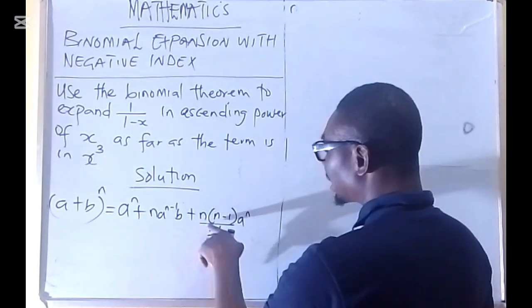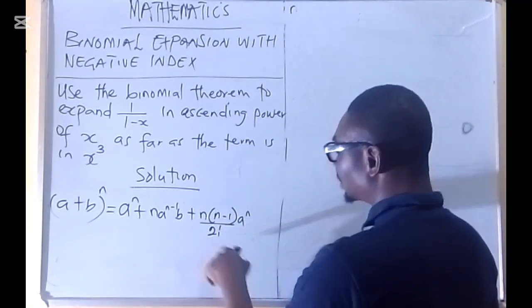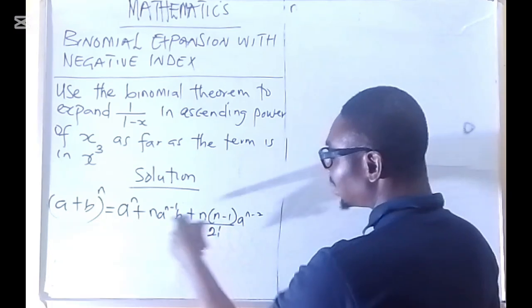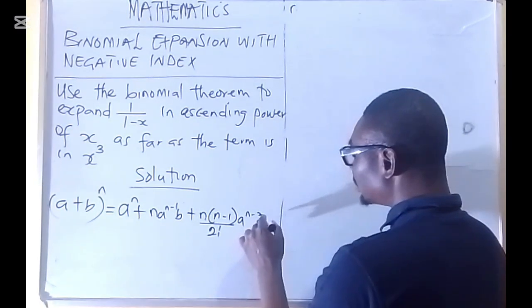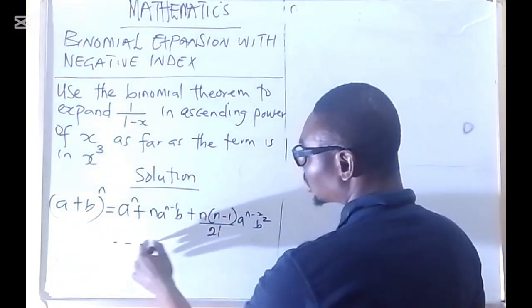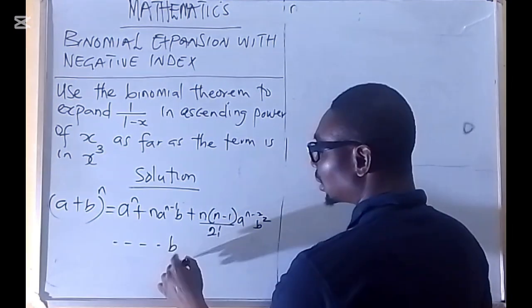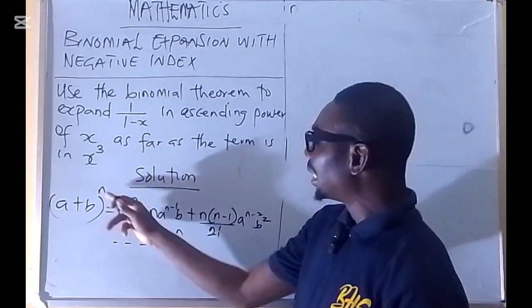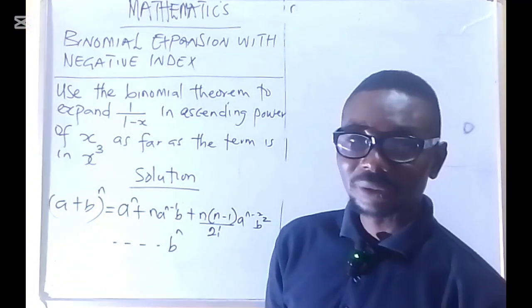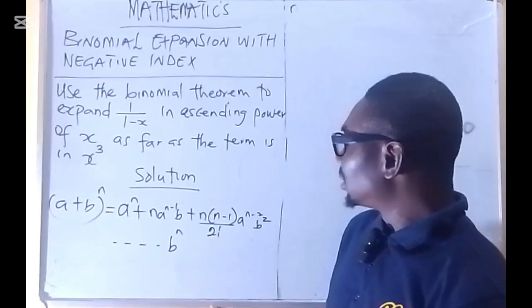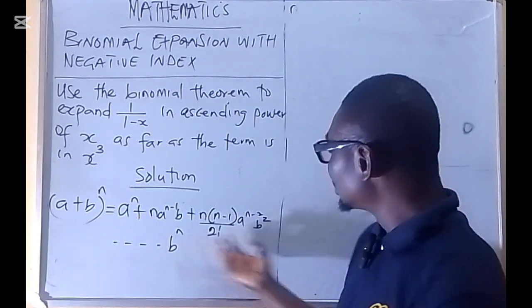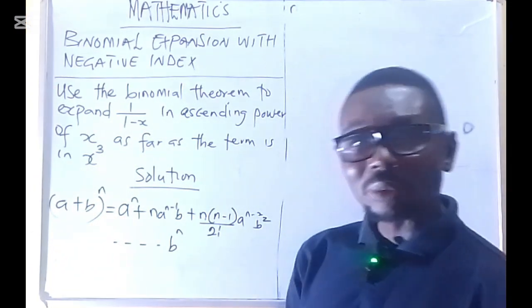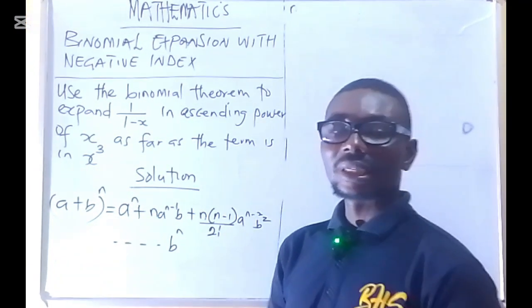n over 1 factorial, here we have n into n minus 1. These are the coefficients. So a raised to the power n minus 2, because it's decreasing, then our b is increasing to be b raised to the power 2, continuing to the last term, which is b raised to the power n, where our n is positive. Sometimes we can expand using this formula when our n is negative, or sometimes when it is a fraction.